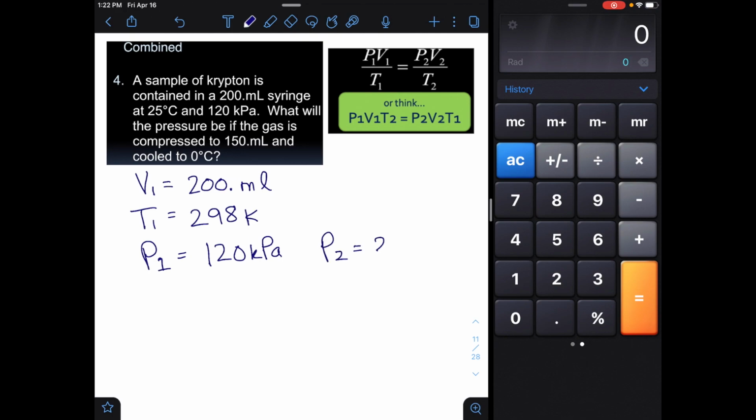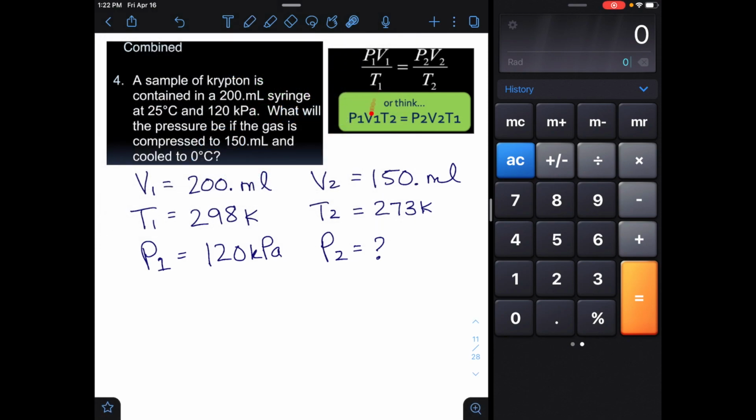So my P2, I don't know. If the gas is compressed, so the new volume is 150 milliliters, and it's cooled, it has a temperature of 0 degrees Celsius or 273 Kelvin. Remember, 0 plus 273 is 273. So now I want to use the combined gas law.